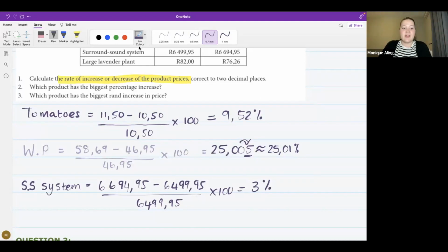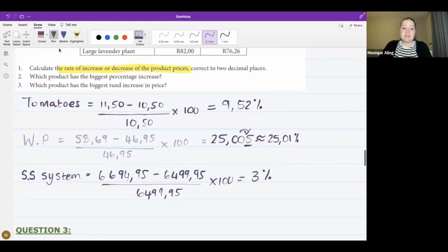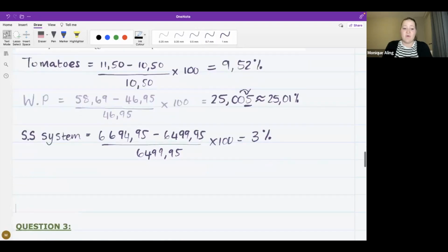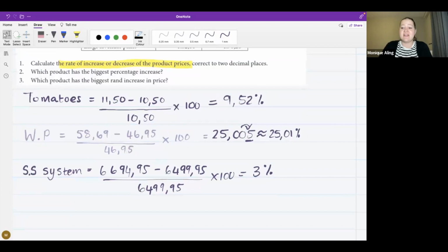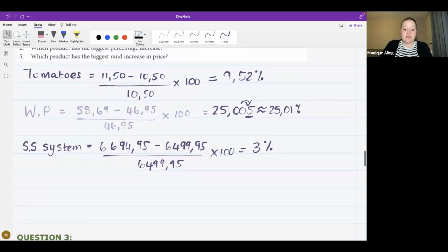3%. Good. Okay, now I'm very curious to see what we got for the large lavender plant. Was it a rate of increase or a rate of decrease? What did we get?